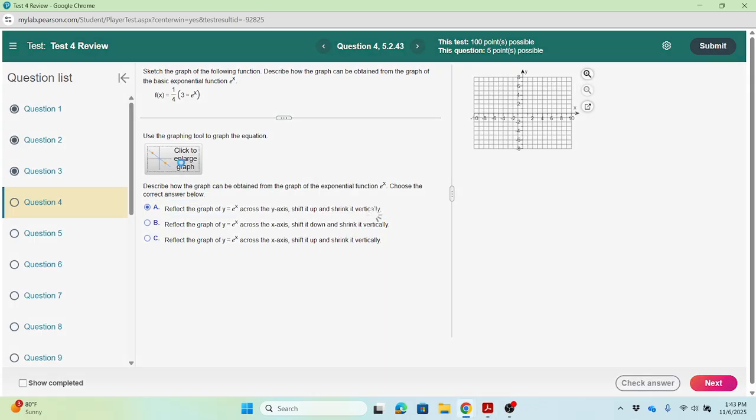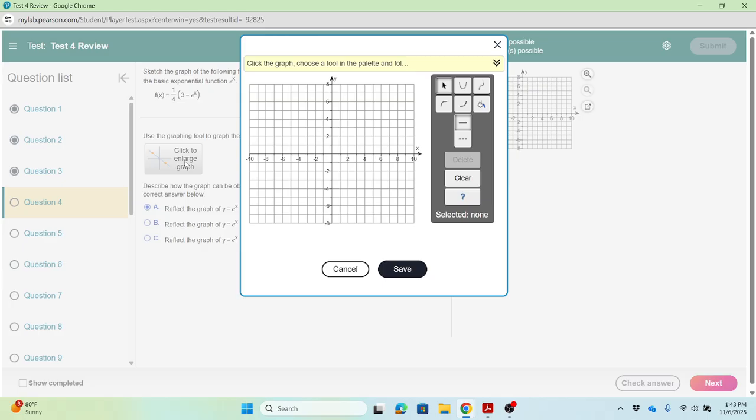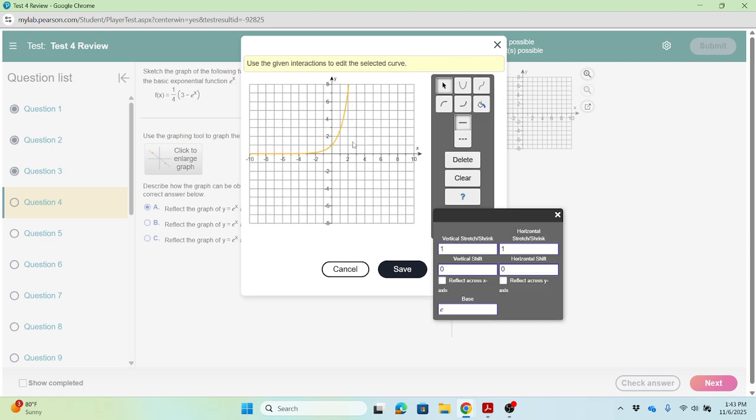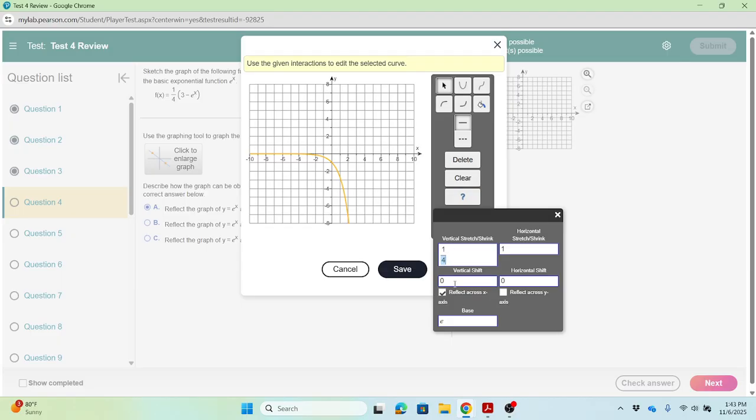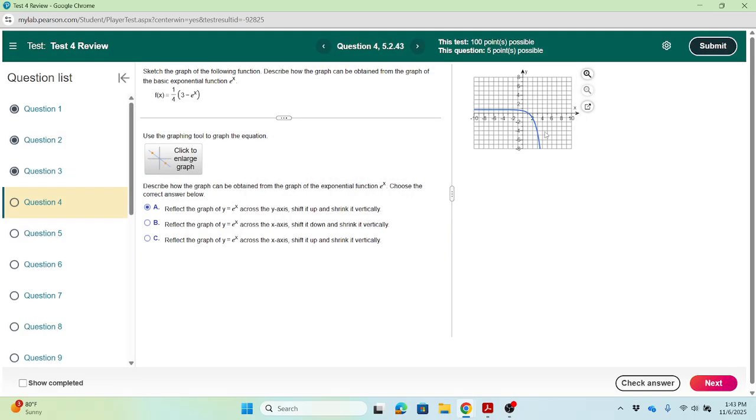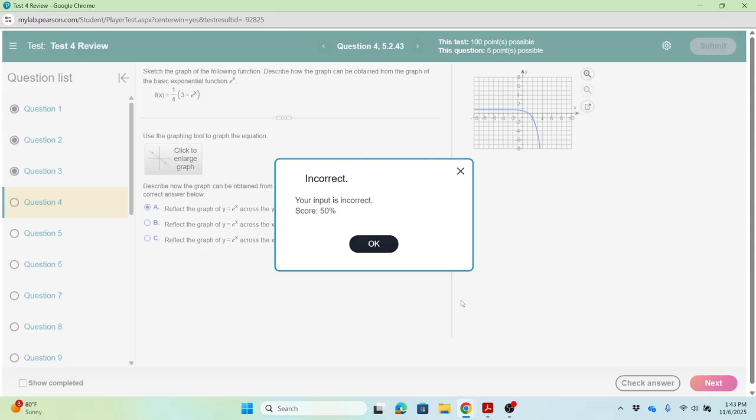So when you click this graphing tool, choose the exponential function, click it here, and change the base. And the base is already e, so you don't have to make any changes. Click a reflection, and then the vertical shift. Before the vertical shift, the vertical stretching is 1/4, and then vertical shift is 3/4. Okay, and by doing that, this is the graph we're going to get.